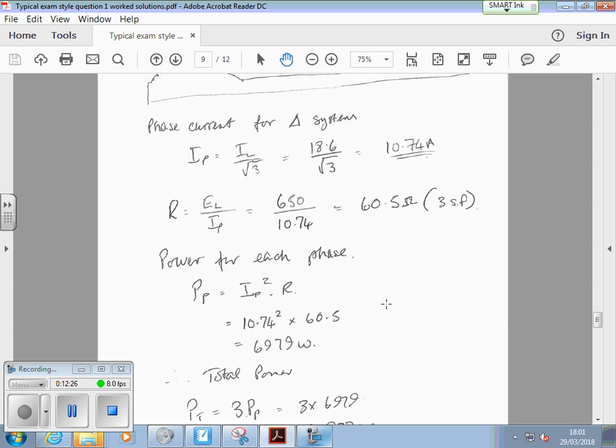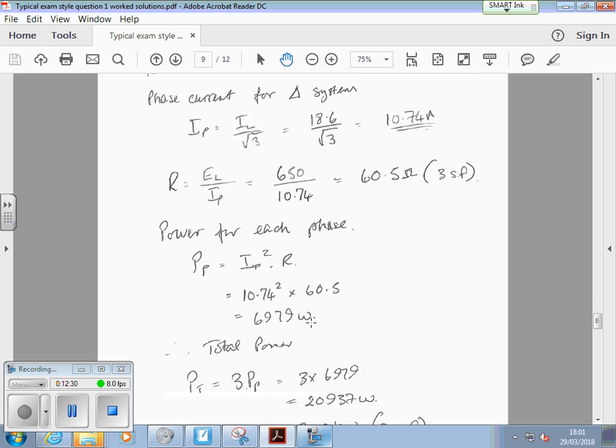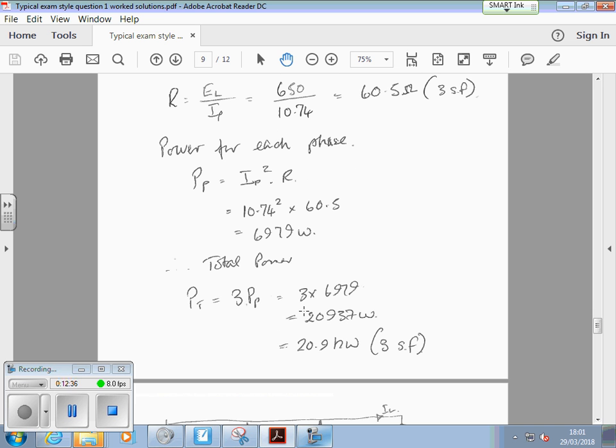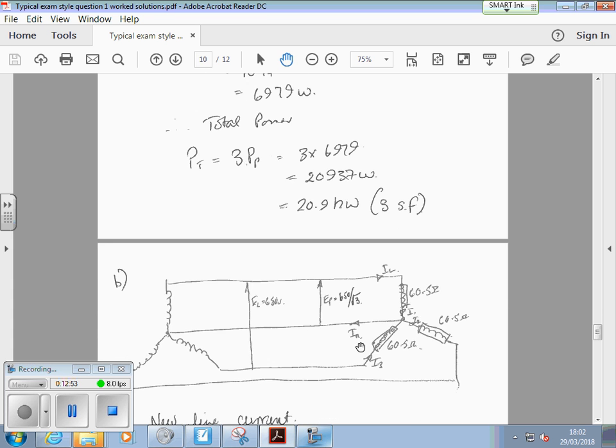Power for each phase, I've used I squared R, and I get 6979 watts. Total power, multiply that by 3, 20.9 kilowatts. And it says show that the total power dissipated is 20.9, so we've shown all the working to prove that. No issues with that, no?